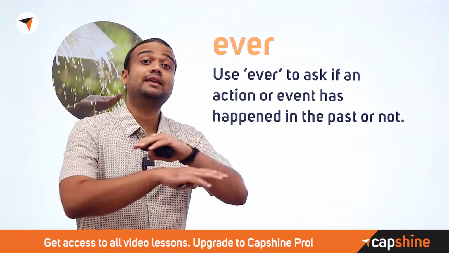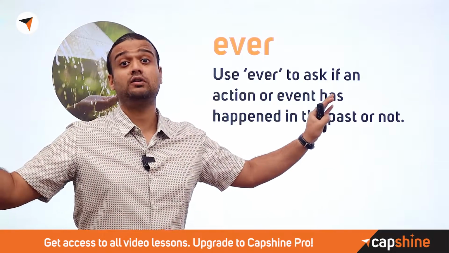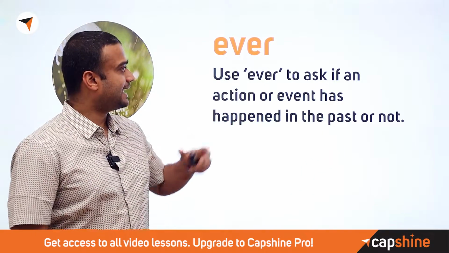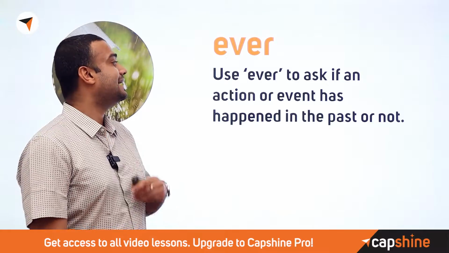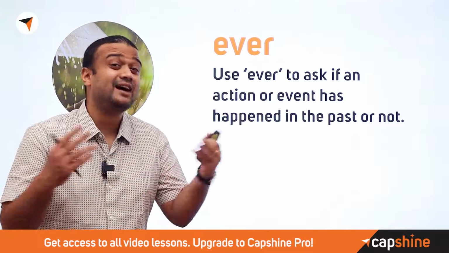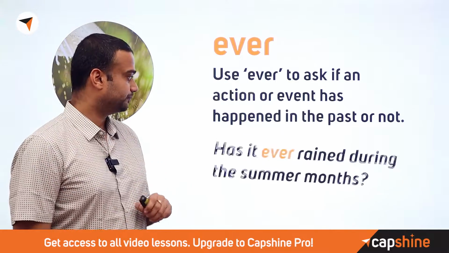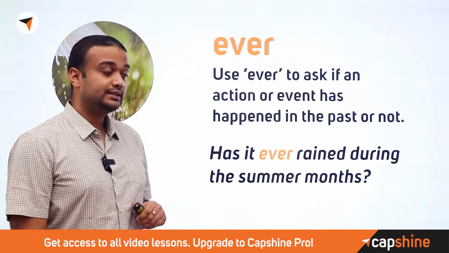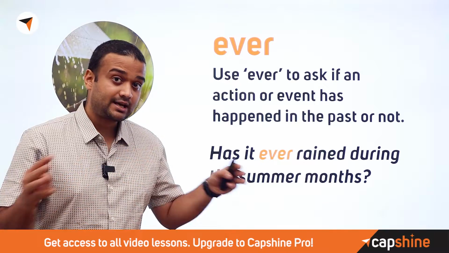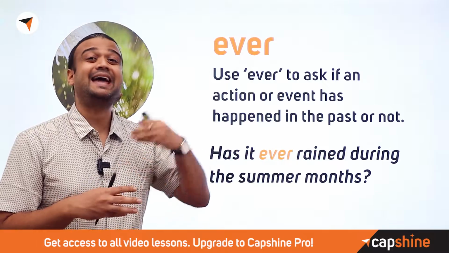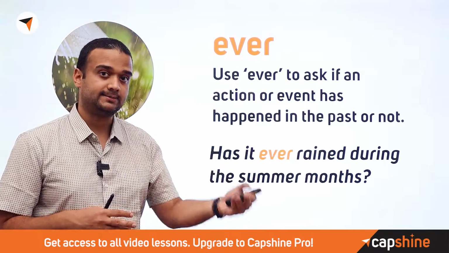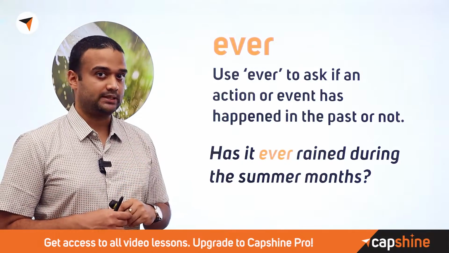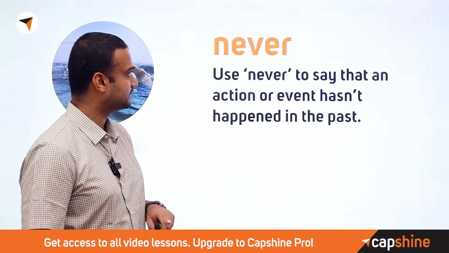Ever talks about whether something has happened through all of time. Use ever to ask if an action or event has happened in the past or not. Has it ever happened? For example, has it ever rained during the summer months? So during summer, throughout the past, has it ever at any point rained? That's what the question means. At any point in the past.